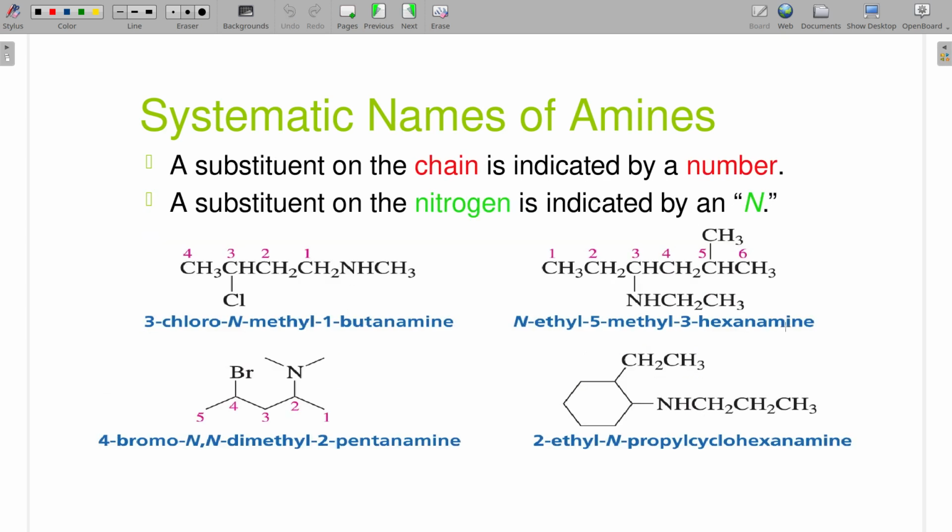All right, something else that can happen. So our N is just an indicator. So typically we find it listed alphabetically when we do a name. So we find our long chain of the backbone. That means this guy and this guy are substituents. We have a methyl and a chloro. Alphabetically, chloro comes first. So 3-chloro, N-methyl, 1-butanamine.